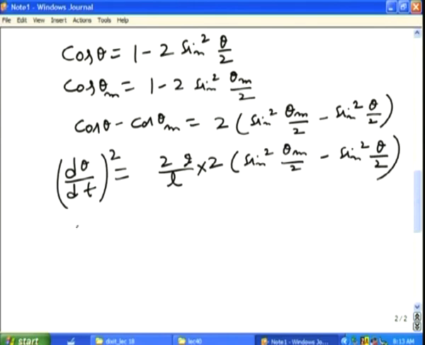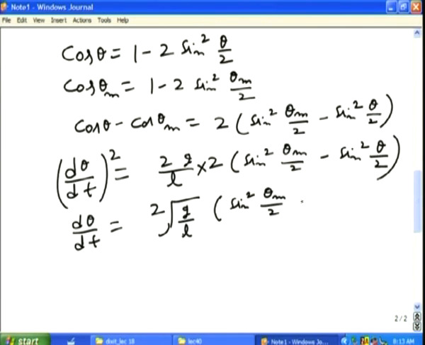So therefore, d theta by dt can be written as 2 under root g by L, under root of (sin square theta m by 2 minus sin square theta by 2), that is, the square root of this one.